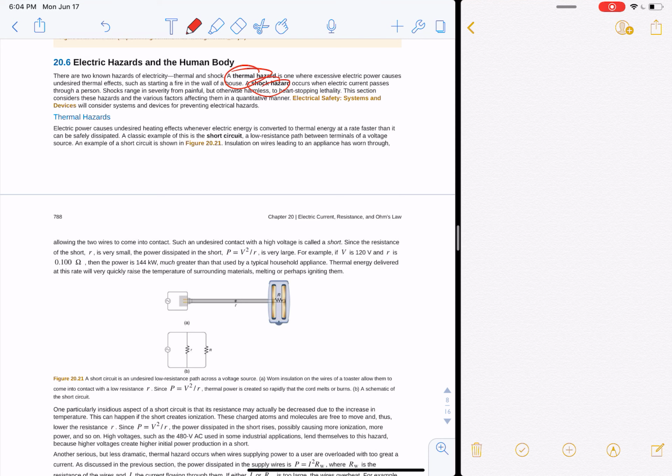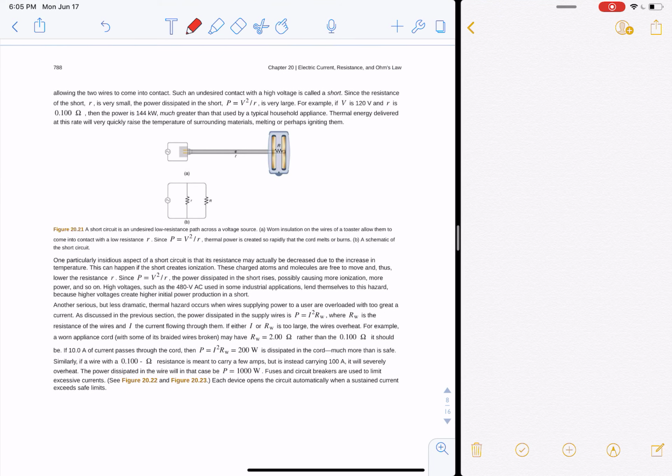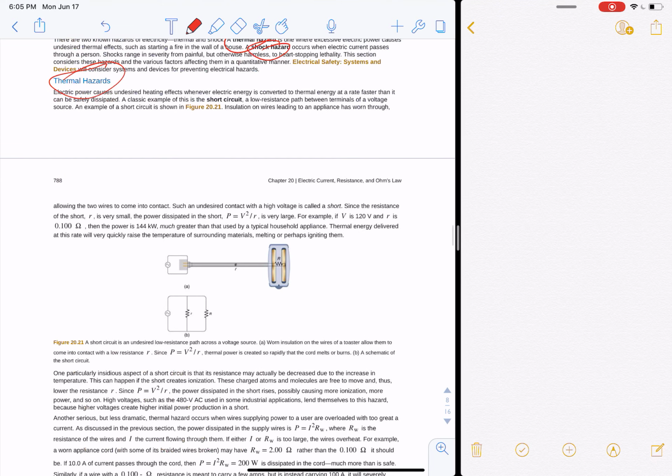So when electricity passes through your body, it can change the rhythm of the current that's being used to beat your heart, that can mess with that. But as the current travels to your heart, it can burn all the cells in between. So there's two big problems with electricity: thermal burns and shock currents, which mess with your system.